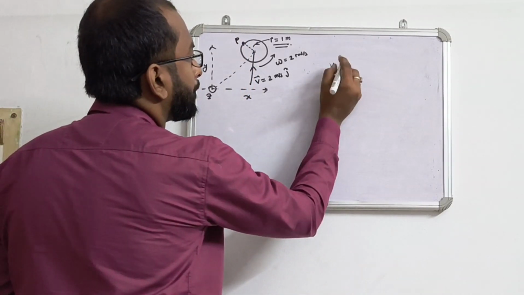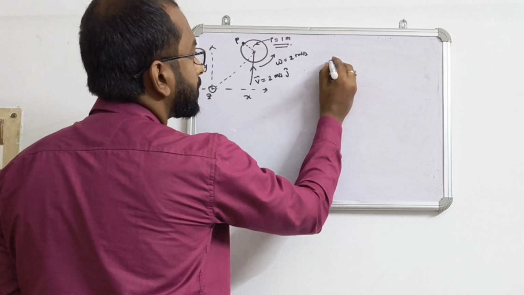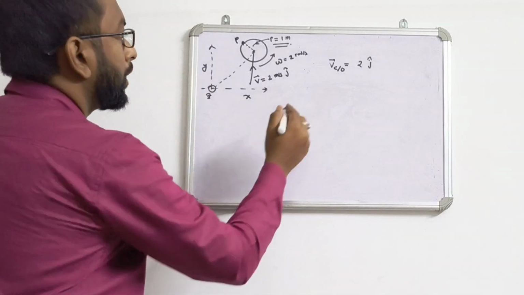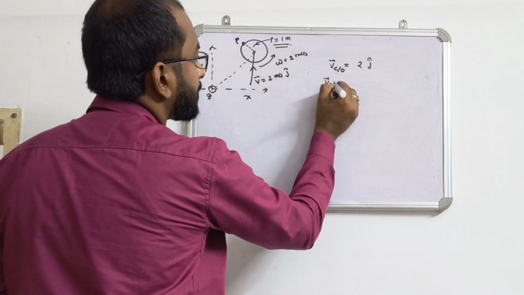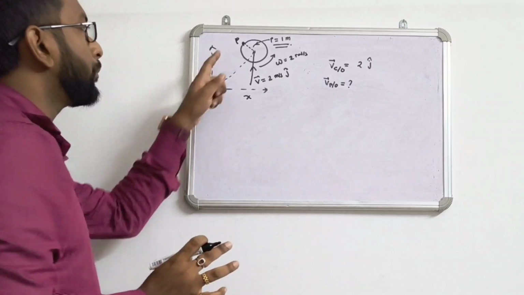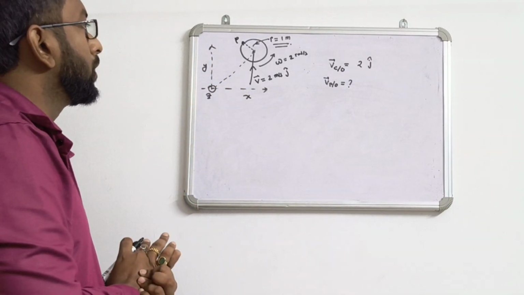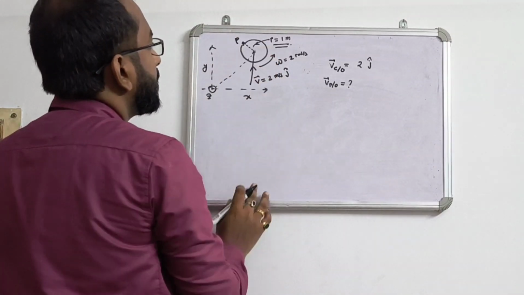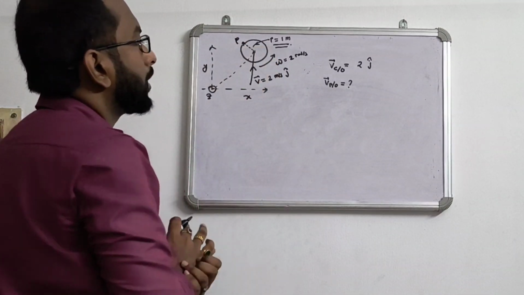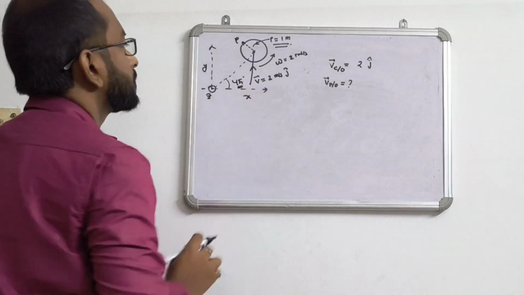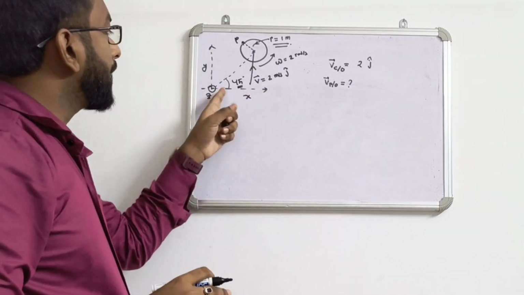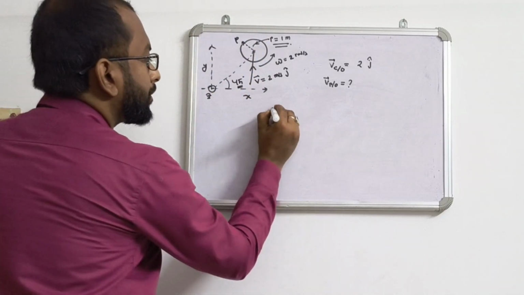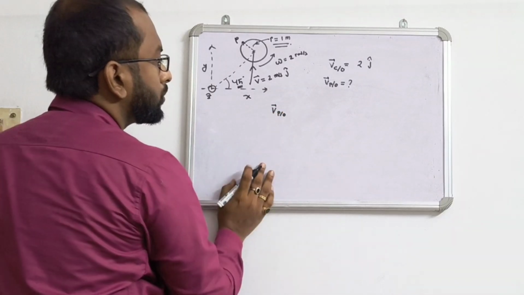Now for the center of mass, what is the velocity with respect to the origin? You got it already, that is 2j meter per second. Basically I have to find out Vp with respect to the origin, the absolute velocity of the point P. This point P is located here. If I tell that the angle is 45 degree at this point, you have to find out the velocity of the point P.